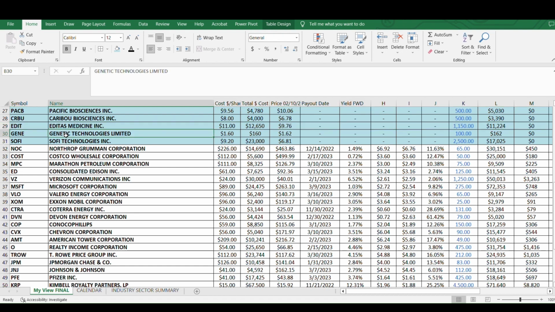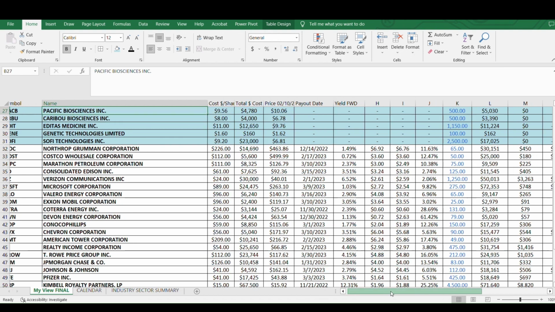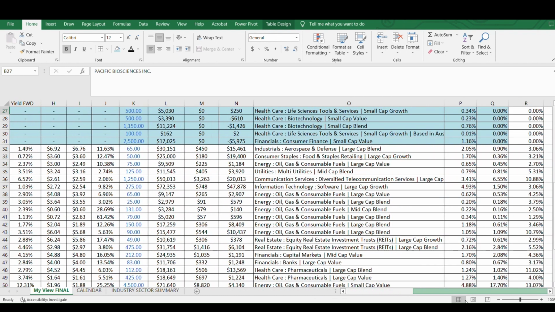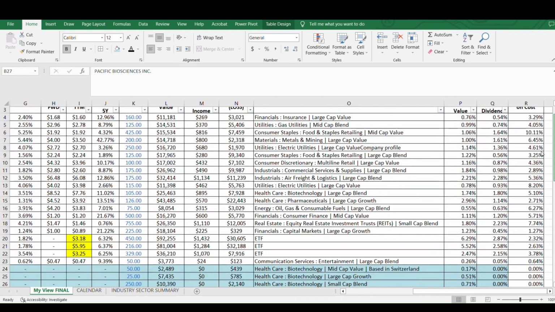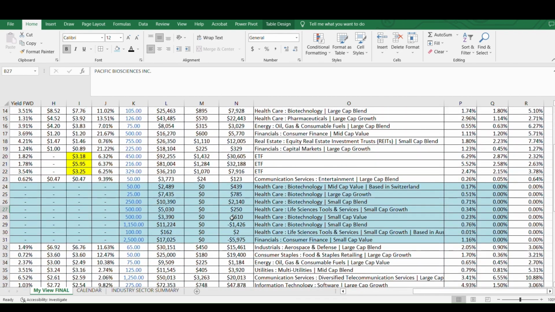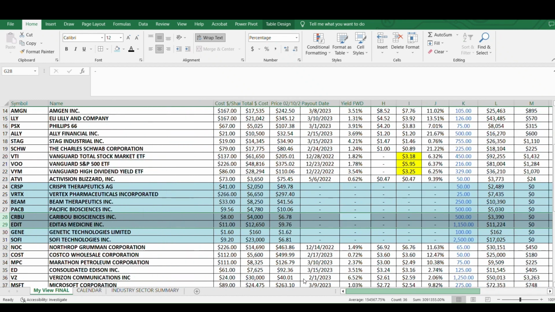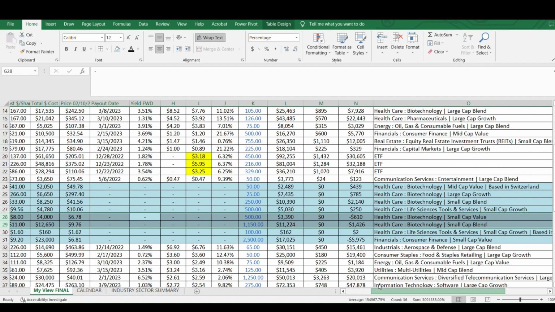He's got a bunch of these here. So Genetic Technologies, Caribou, Pacific Biosciences. A lot of these do not pay dividends. They're actually fairly cheap, so something to look at. Let's just see here. He's got a few that he's got a negative position on. So let's see. These two right here, Caribou, Editas. Okay, so those are the other two.